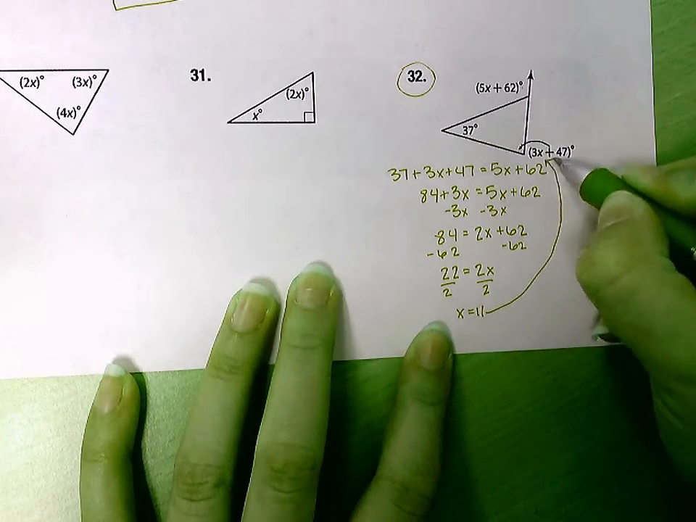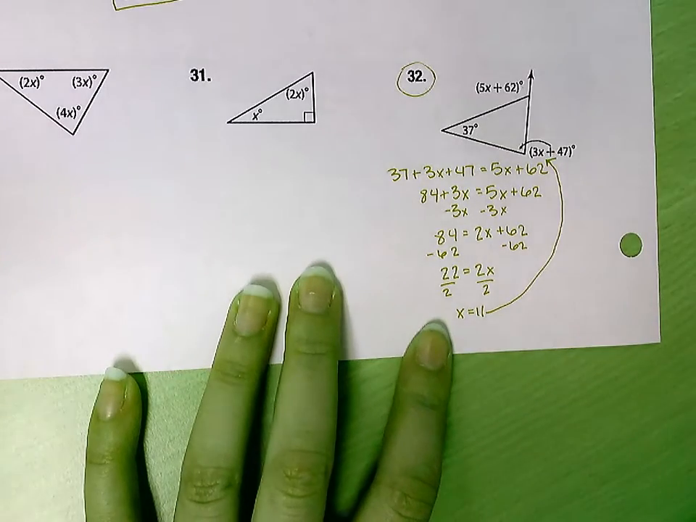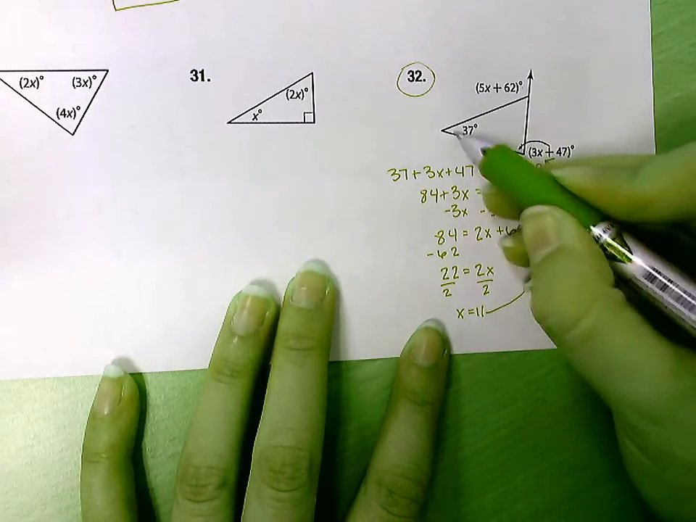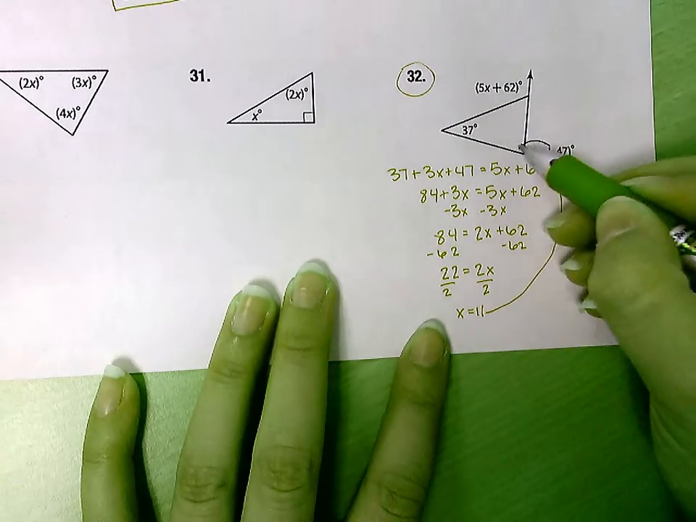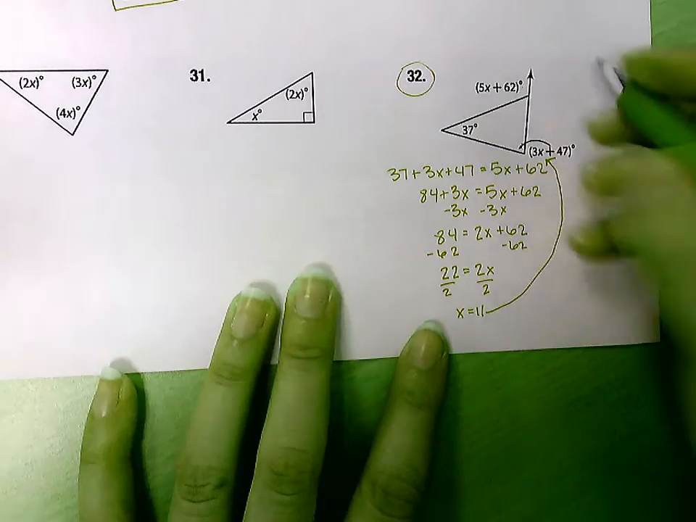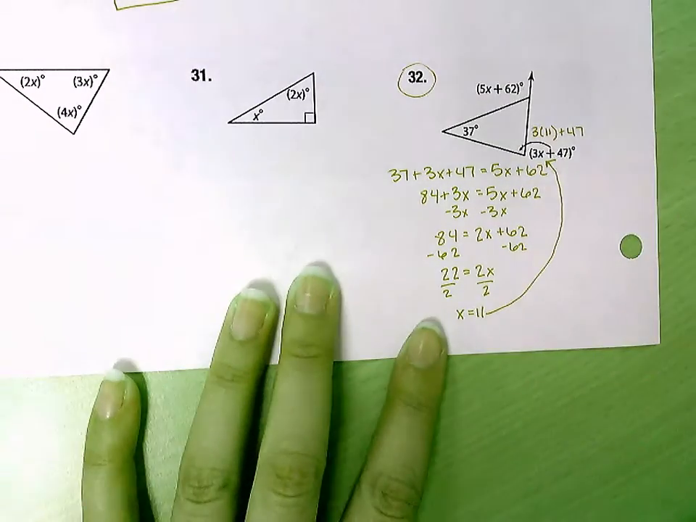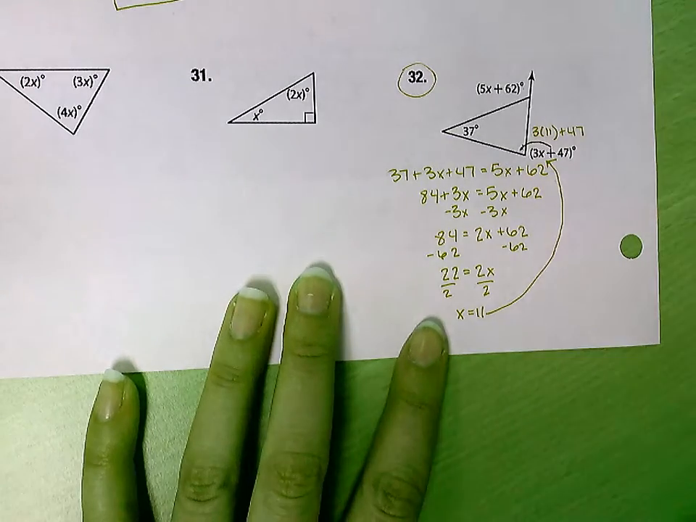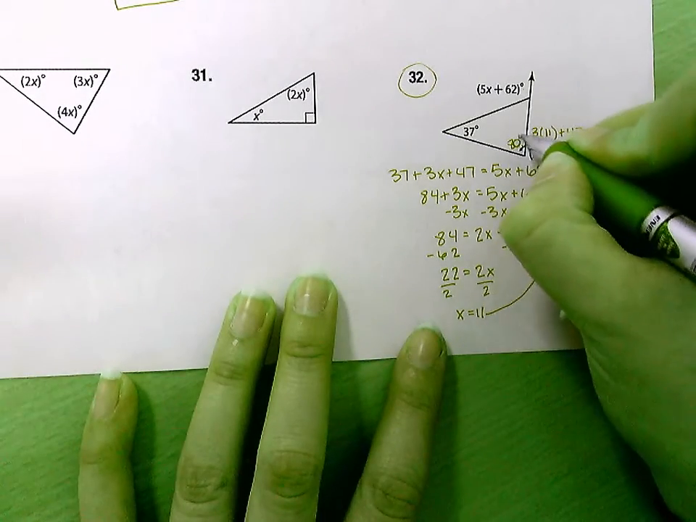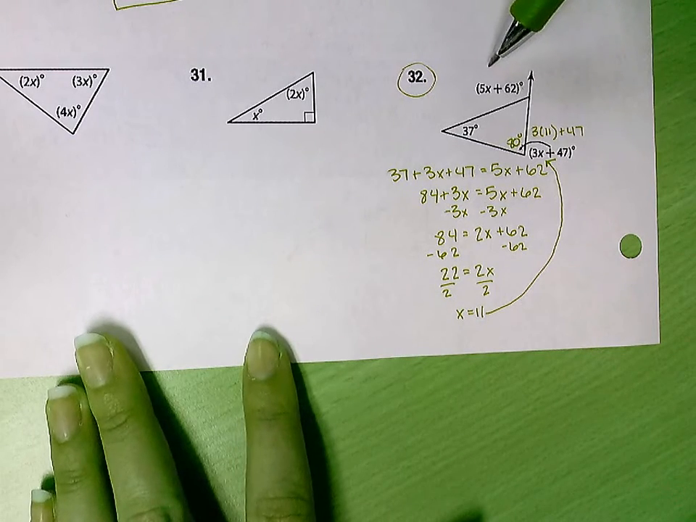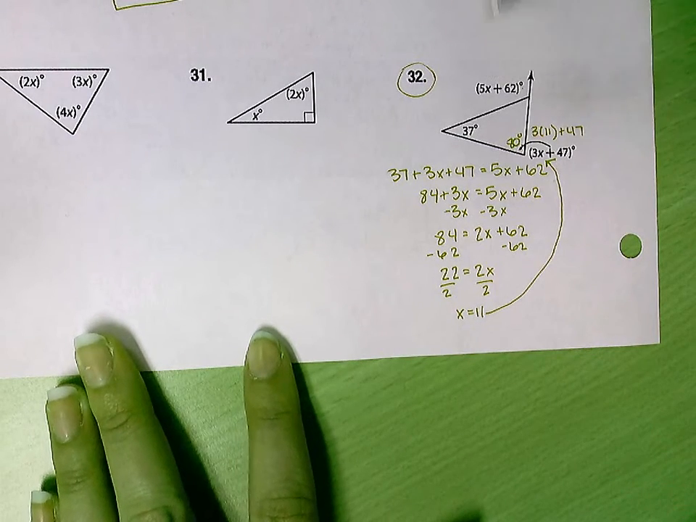in for x in that angle there. Because I need to classify this triangle. So I need this angle for sure. So we have 3 times 11 plus 47. That is 80 degrees. Now, if you want, you can plug it into this one, but you don't need to.